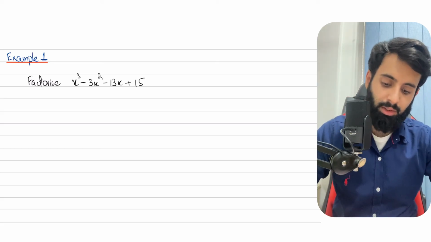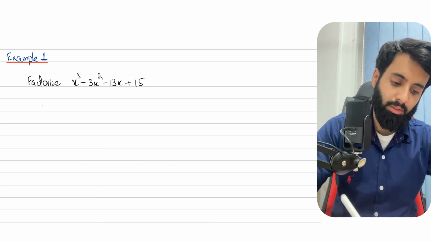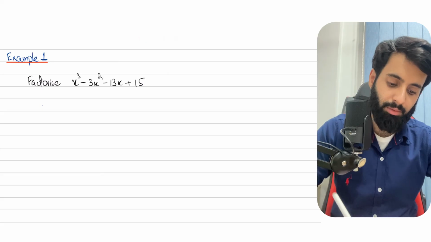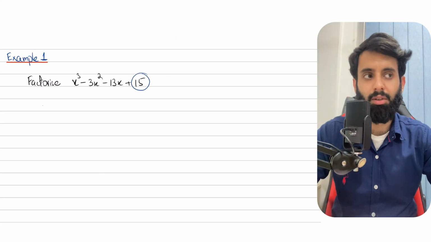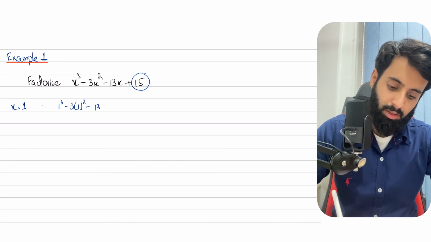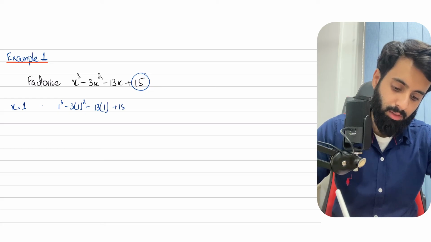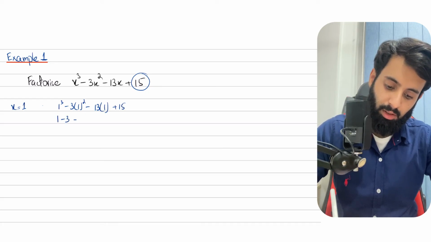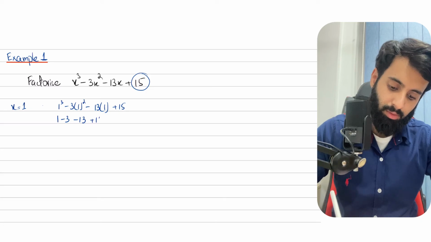So again, we're going to use the same procedure. We're going to find the first factor with the help of trial and error. So we're going to start with 1. The numbers that we're going to plug in are obviously going to be factors of 15. So that means 1, 3, and 5, plus and minus. So let's start with 1. That means 1 cubed minus 3 into 1 squared minus 13 into 1 plus 15. Okay, so 1 minus 3 minus 13 plus 15.